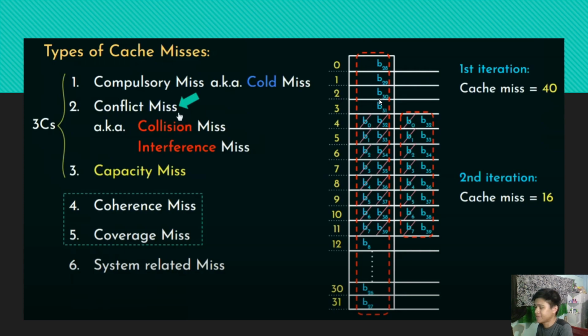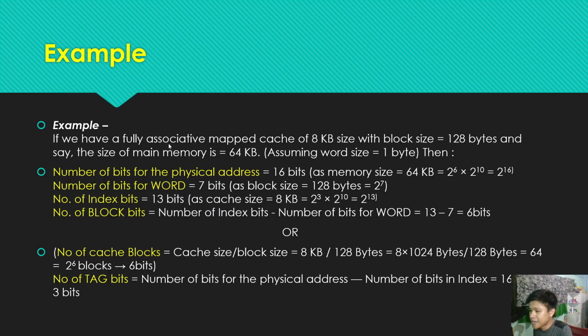So we have here the first one. The first iteration actually has 40 misses, and then the second iteration has 16 misses. Okay, so they fall under number 1 or number 2. So we have a collision or interference, or even a cold miss. Okay, so this is the problem that is being encountered in direct mapping.